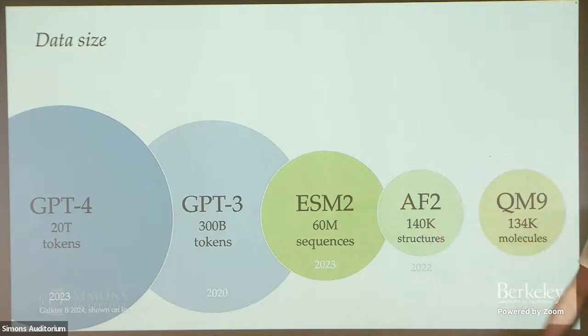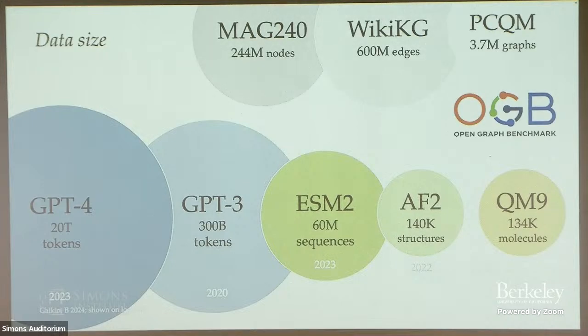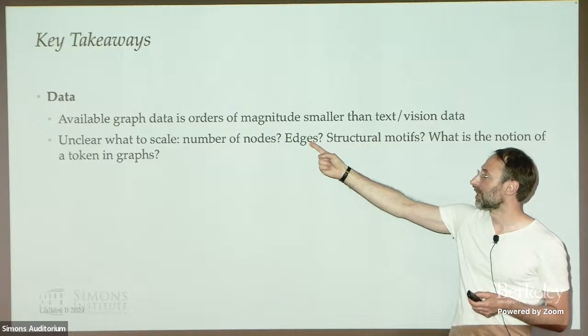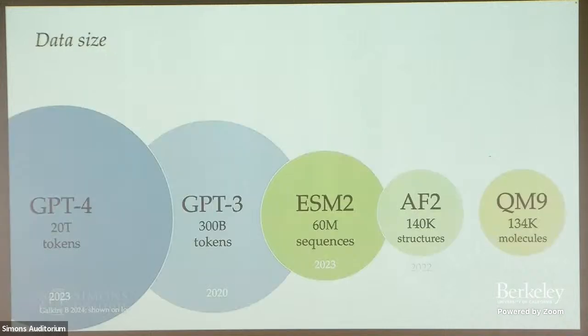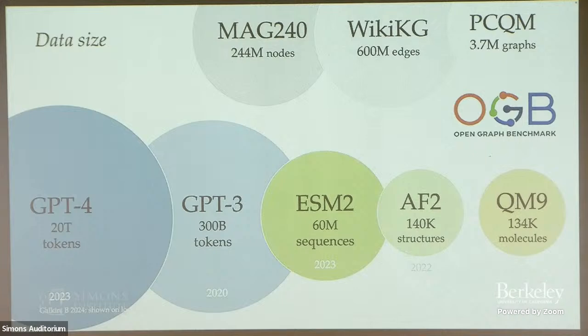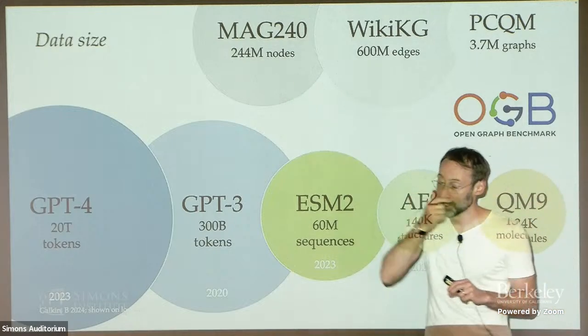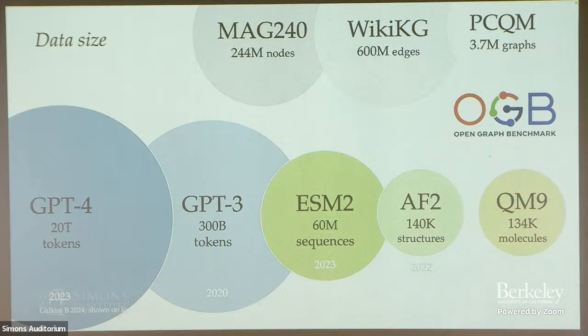So this is ESM2, a protein language model that was trained on 60 million sequences. AlphaFold 2 was trained on 140K structures. QM9, the molecular data set, has roughly the same number of molecules. And if we look at the Open Graph Benchmark, one of the largest collections of graphs available in the public domain, again, we don't know clearly what we want to look at, whether we want to scale the number of nodes or the edges, or maybe diverse structures, right? So it's not exactly clear, unlike text where we can just say, let's add more tokens. In graphs, you can have graphs with a lot of nodes. The largest graph in terms of nodes in OGB is the Microsoft Academic Graph, with 240 million nodes. If we are looking at edges, the Wiki knowledge graph has 600 million edges.